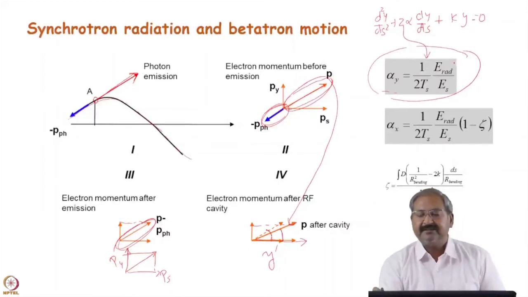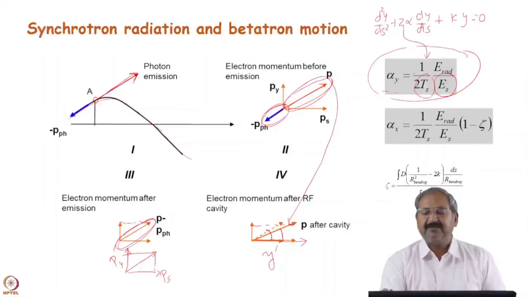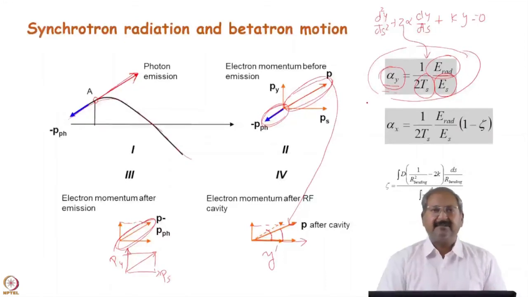You can see that this subscript S in these formulations shows the synchronous particle, meaning ES is the synchronous energy. TS is the revolution time of the synchronous particle, and E radiated means how much energy is radiated during one turn. So if we increase the energy, E radiation also increases and the damping coefficient increases, because E radiation increases as E raised to the power 4.